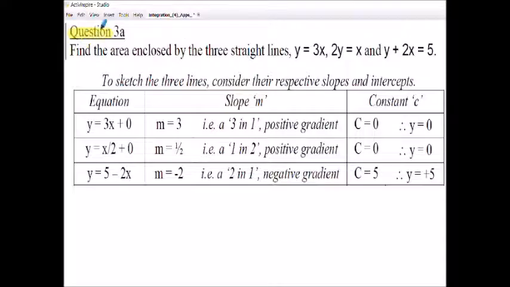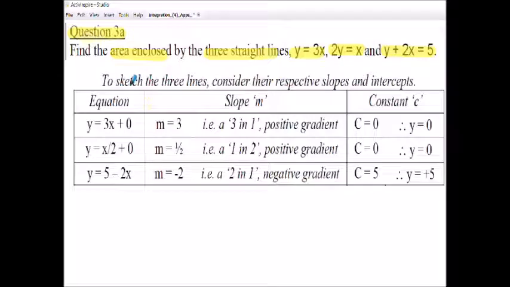Question 3a here, we're asked to find the area enclosed by three straight lines. The first one is y is equal to 3x, the second one is 2y is equal to x, which we'll need to rearrange in a moment, and the third one is y plus 2x equal to 5. One of the ways we could determine a diagram of this is perhaps to sketch the lines.